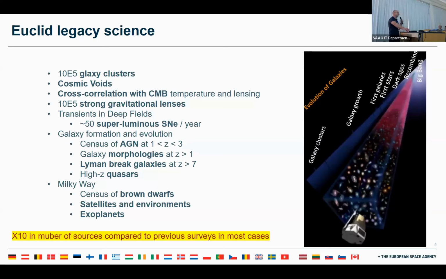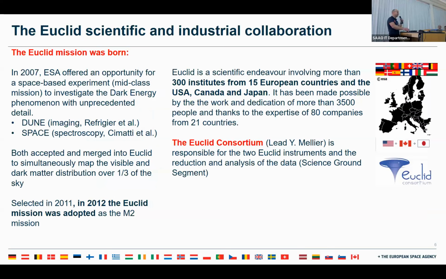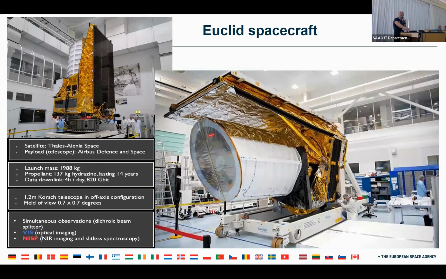But there is also a lot of legacy science. I'm not going to go into details. Euclid is detecting 1 to 2 billion galaxies for weak lensing and about 20-25 billion for the redshift survey for galaxy clustering. It's a huge database, which multiplies by an order of magnitude compared to earlier surveys for most of these topics listed here. I'm not going into the details of how the consortium is built up. This is the credit towards the consortium and to ESA.